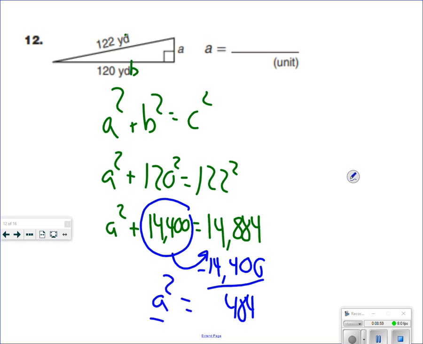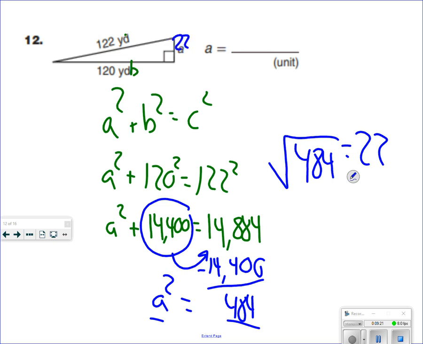Well, how do I find out what A is? I have to square root. 484. The square root of that on my calculator. Let's go ahead and see what we get here. Square root of 484, close parentheses, equals 22. Jumping back to my problem, that means my height is 22 yards. 22 yards. And that's how it's done.